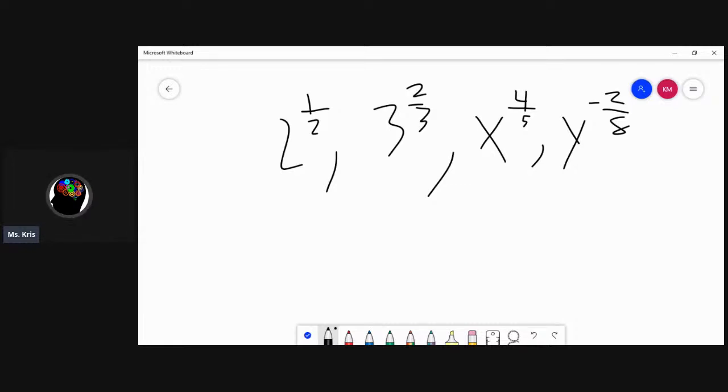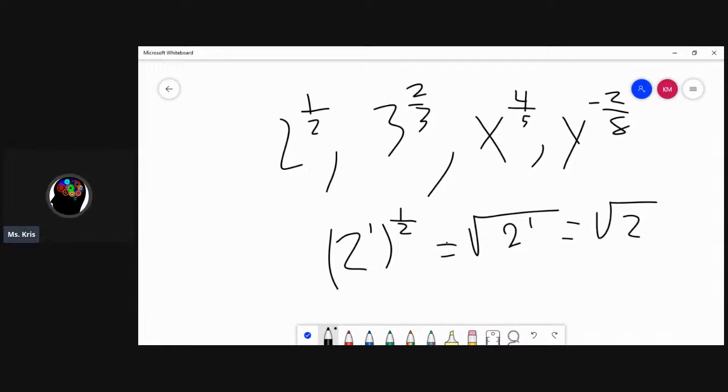So to simplify, 2 to the 1/2: that is 2 raised to the first power, and the half root. Well, the half exponent is the square root, so it is the square root of 2 to the first, which gives me the square root of 2.